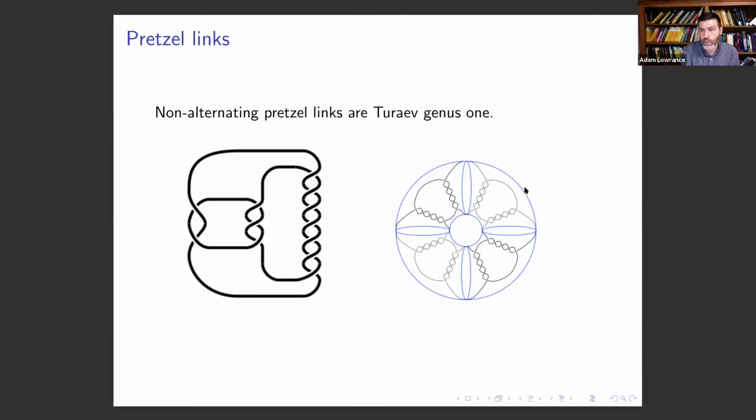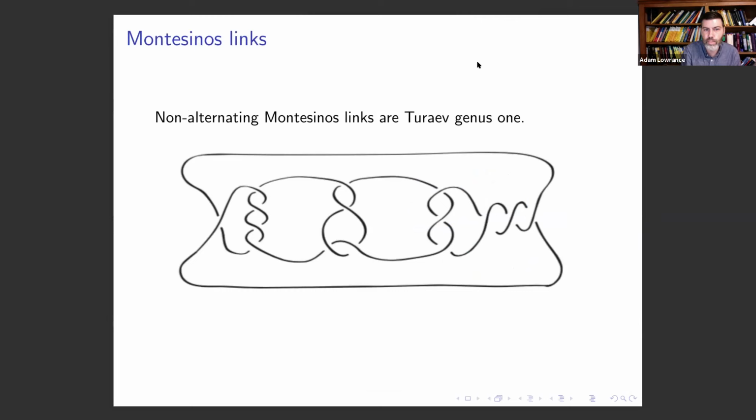Non-alternating pretzel links are all Turaev genus 1. So like in this one, the first column is one of the alternating tangles, and the second 2 columns are the other alternating tangle. And I don't know if it shows up super well here, but some of the strands over here are a lighter shade of gray, and that's meant to indicate that they are on the back side of that torus, and the darker ones are on the front side of the torus. And the torus in this case would be the Turaev surface. You can do something similar for non-alternating Montesinos links.